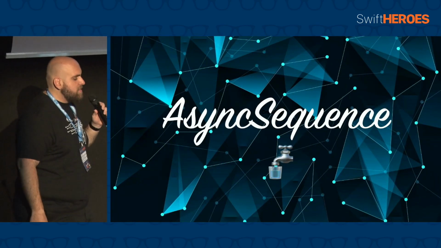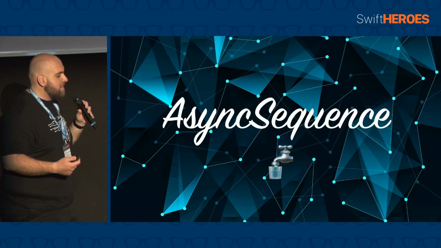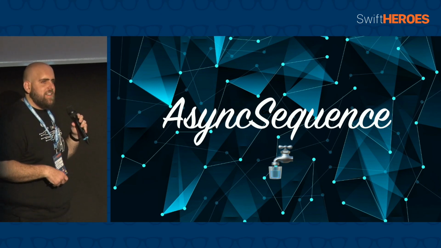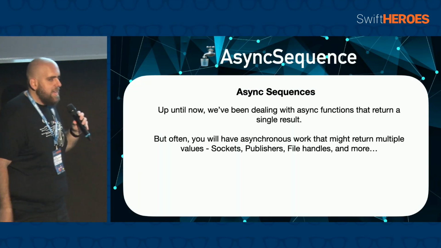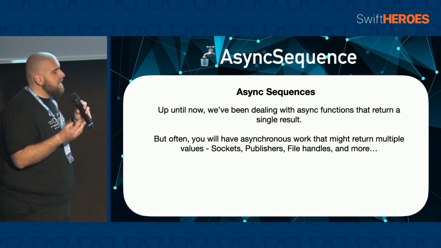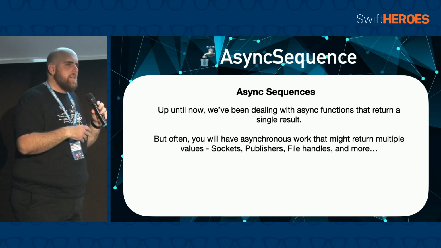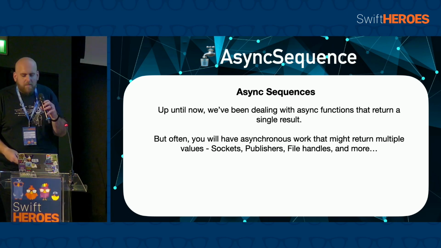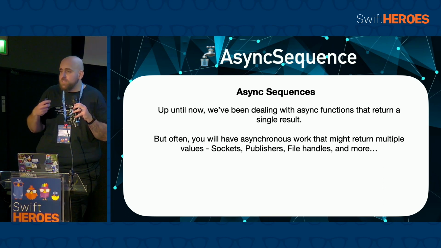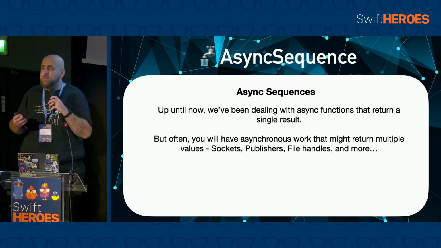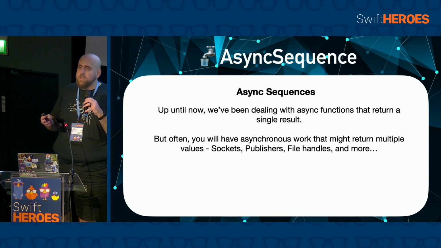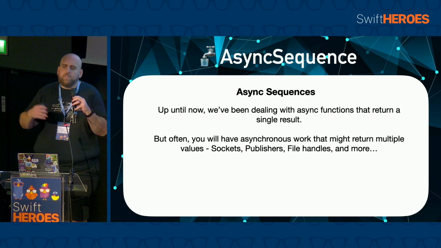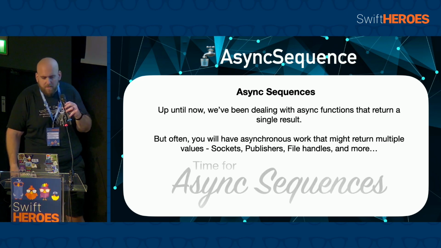So a bit about async sequence. I'm pretty excited about it because you already know this. I just showed you an example of how this works. But today, we talked mainly about how to fetch a single piece of data. We had a load image or a load avatar or whatever, but often you will have methods or pieces of work that will return more than a single value. And Combine publishers are a very good example of that. You can have things like sockets or publishers or file handles, or even a URL request might return a lot of data and not just a single result.